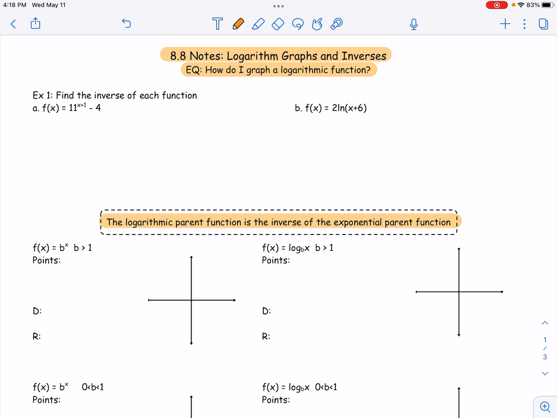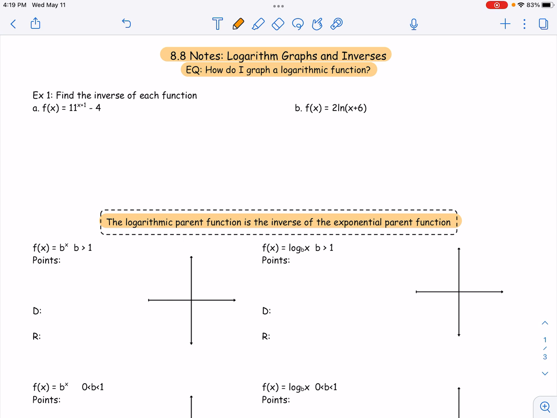We have found the inverses of almost every single parent function that we've talked about this year, and an inverse is a two-step process. Step 1, switch the x and y. Step 2, solve for that new y. So that's exactly what we're going to do. Notice in example A, we have an exponential equation that we're going to find the inverse of, so that inverse will be a log. And then in example B, we're starting with a log, so the inverse will be an exponential. So here we go.